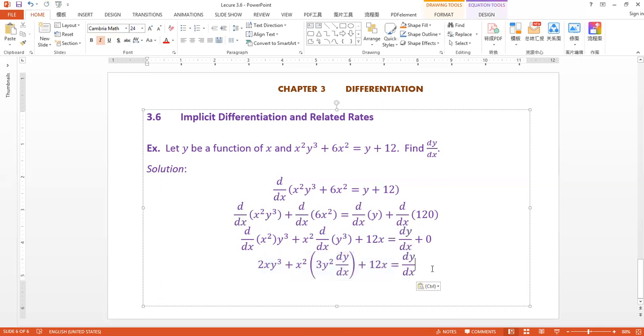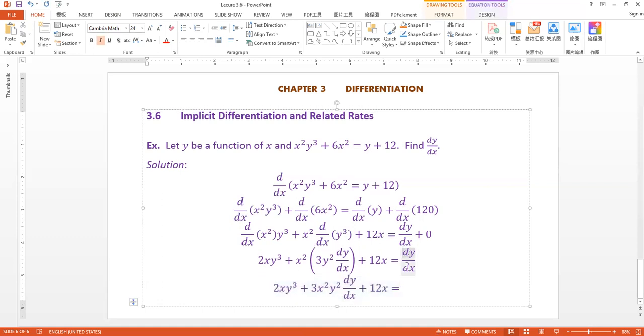Now let's simplify the left-hand side a little bit. We got 2xy cubed plus 3 times x squared y squared, right? You can put the constant 3 in the front. And also we have dy over dx multiplying the whole thing. So that's the second term, and then we got 12x equals dy over dx.